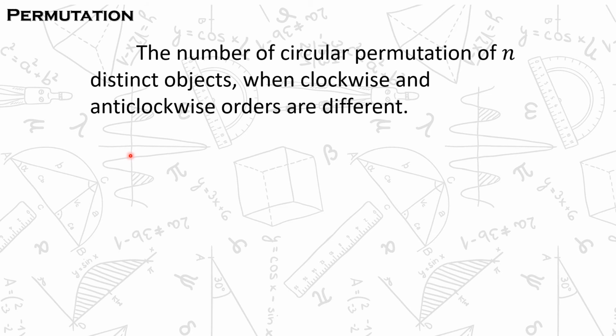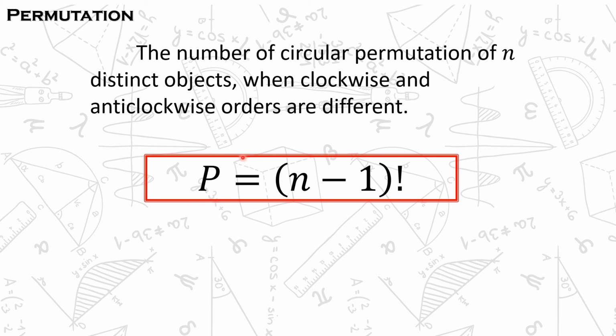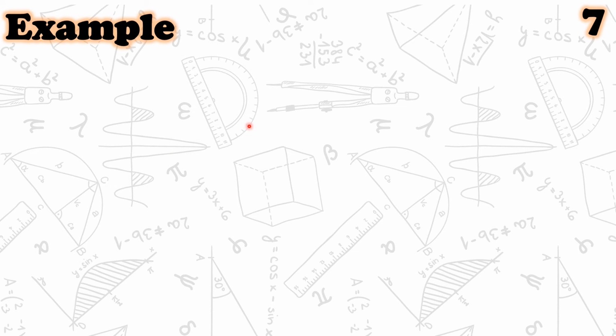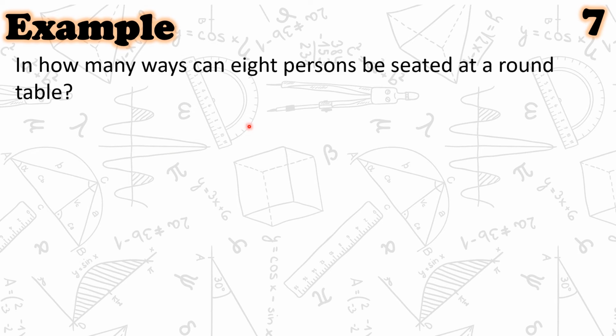This time, let us have circular permutation. The number of circular permutations of n distinct objects when clockwise and anti-clockwise orders are different is given by n minus 1 factorial. Let us have example number 7. In how many ways can 8 persons be seated at a round table? Notice that arranging 8 persons in a round table will have different orders in clockwise and anti-clockwise arrangements. Hence, we use n minus 1 factorial.